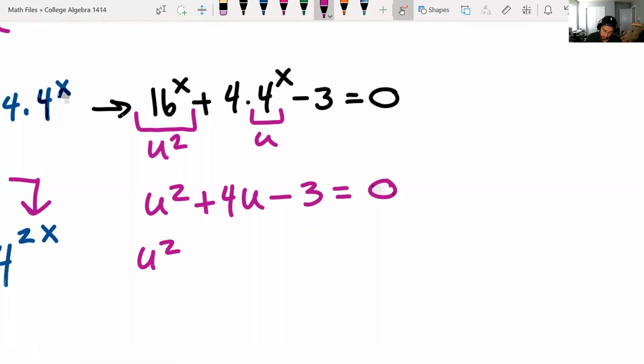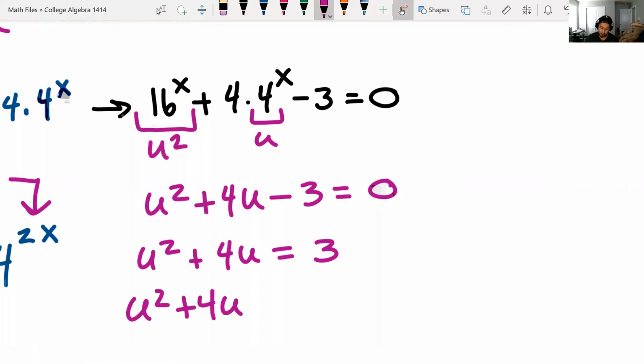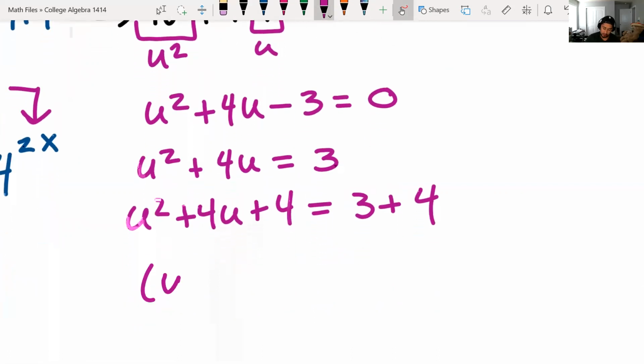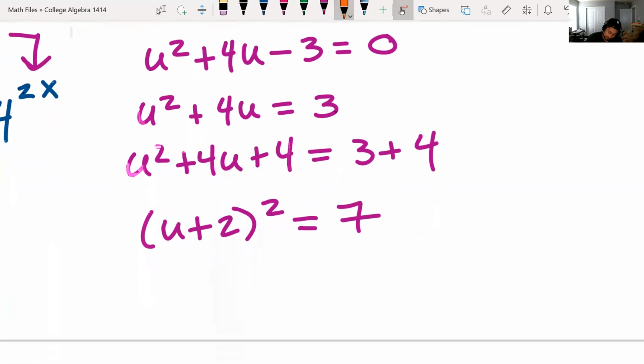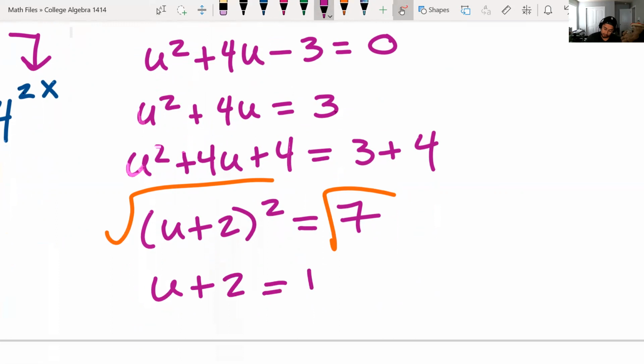So this means you'll get u squared plus 4u equal to 3. And then we'll complete the square, which means you'll get u squared plus 4u plus 4 equal to 3 plus 4. We'll then factor the left side, and you'll get u plus 2 squared equal to 7. And then you'll square root both sides. My goodness, this gets crazier and crazier, right? And you'll get u plus 2 equal to plus or minus square root 7.